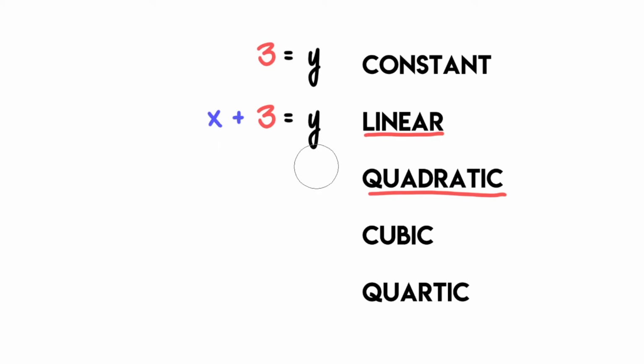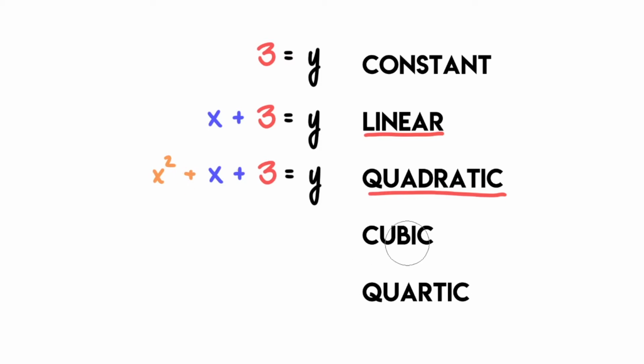The next step, quadratic. Again, our main focus. Once again, we have y is equal to 3 plus x. However, this time we're going to take it one step further, and instead of just plus x, it's also going to be plus x squared. That's the only difference between quadratic and linear, is that we have this plus x squared.